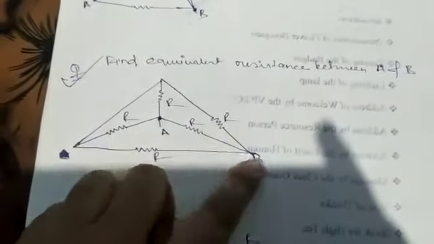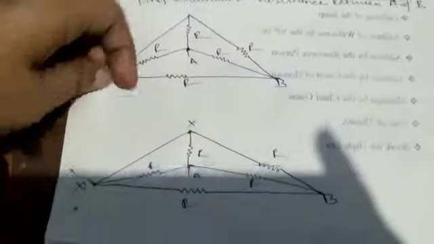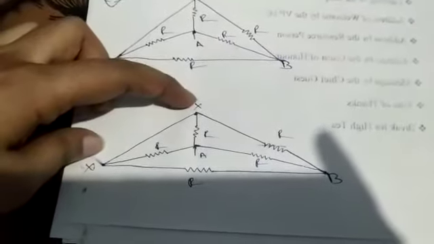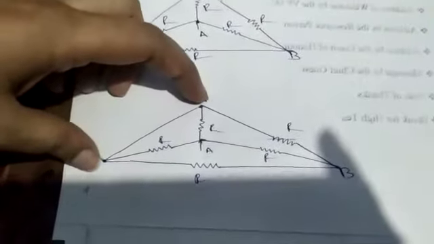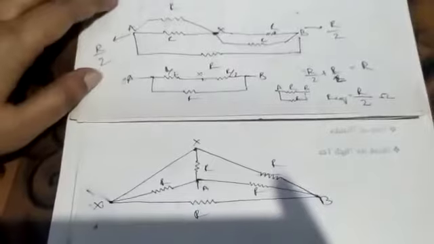We cannot consider these points. So if I take any of these as X, let us name it X, this will also be X. I want to find the resistance between this and this, but these 2 points are very important for us. So we can draw the equivalent circuit like this.